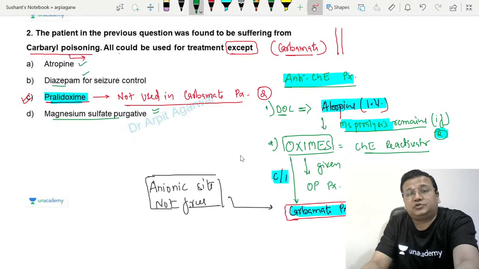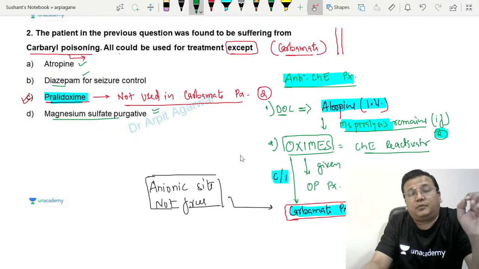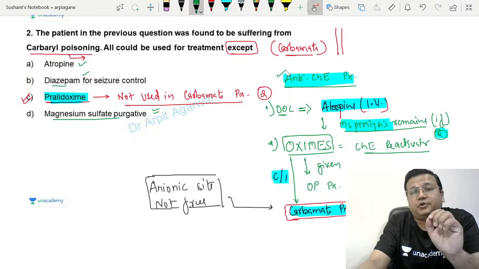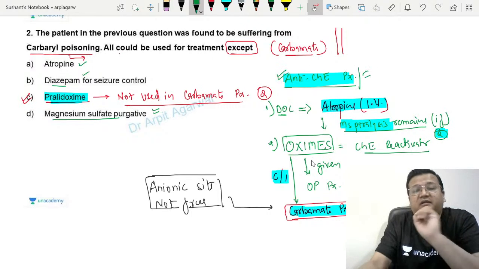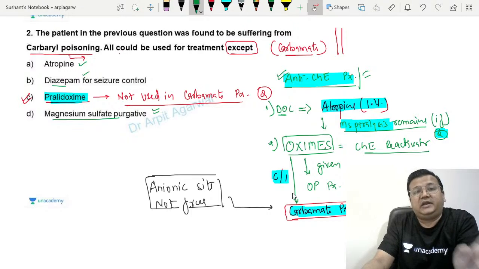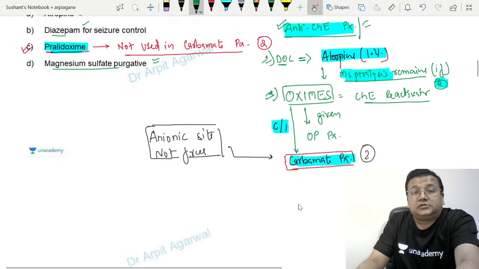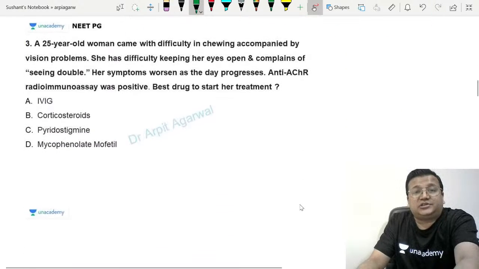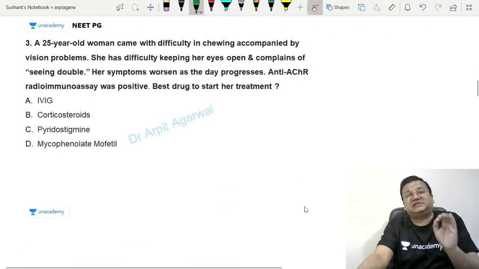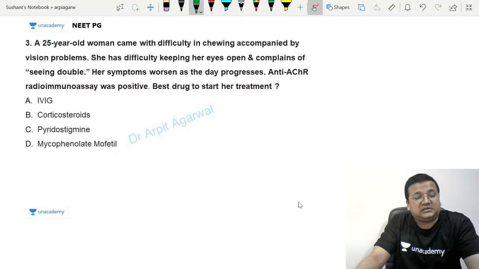So that is about the most important topic as far as the clinical scenarios are concerned from ANS, organophosphorus or anticholinesterase poisoning. Very, very important. And we have discussed both carbamate as well as organophosphorus poisoning and the treatment. Okay. So I hope you are liking this question. Simple but very conceptual.